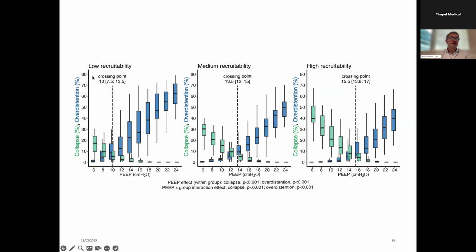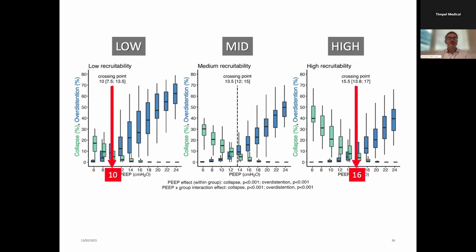So you see that the low recruiters, they had little collapse, but a lot of overdistension. And as you change to medium and high recruiters, they behave differently. So you see there's a lot of collapse here in green and roughly a similar amount of overdistension. Okay, so 10.